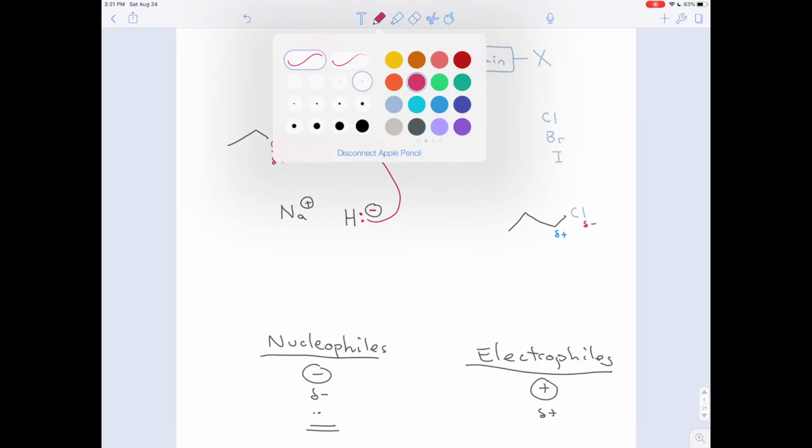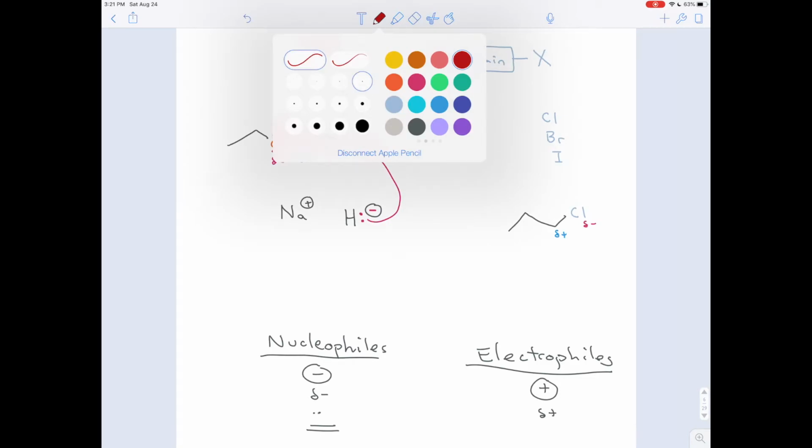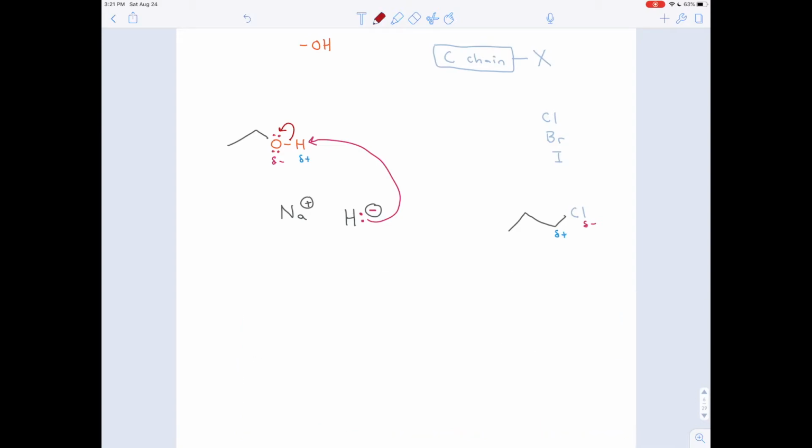That bond is already a little weak because the electron density has gone toward the oxygen, and the hydrogen is slightly positive. So the electrons here in this bond go onto the oxygen, and now you get this molecule. So these two electrons there used to be the electrons in the bond.